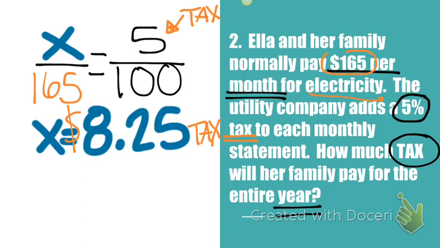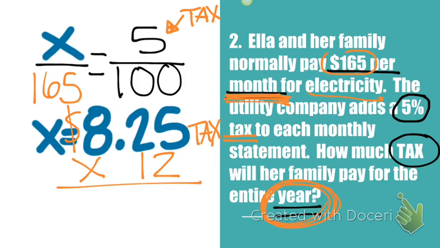Now let's go back and make sure we answered the question. How much tax will her family pay for a year? We haven't done that. We've only talked about a month. So now we need to do a year. Well, you're doing $8.25 every single month. So you need to figure out how many months there are in a year. There are 12. So you're going to do this 12 times. So you need to make sure you multiply this by 12. And if you do, you should get $99.